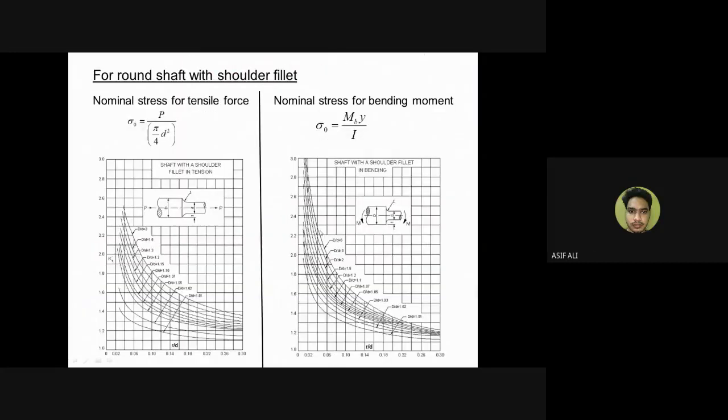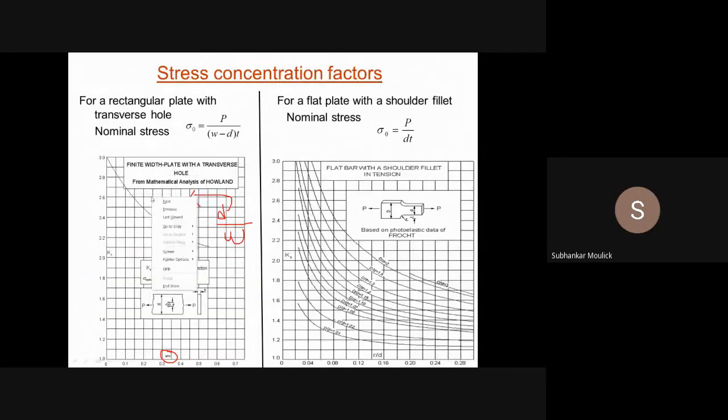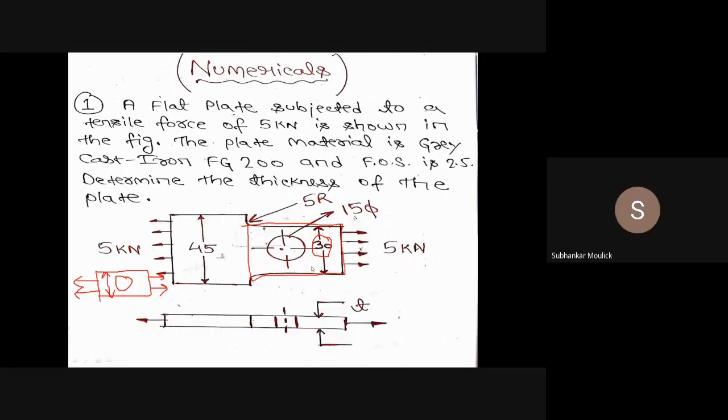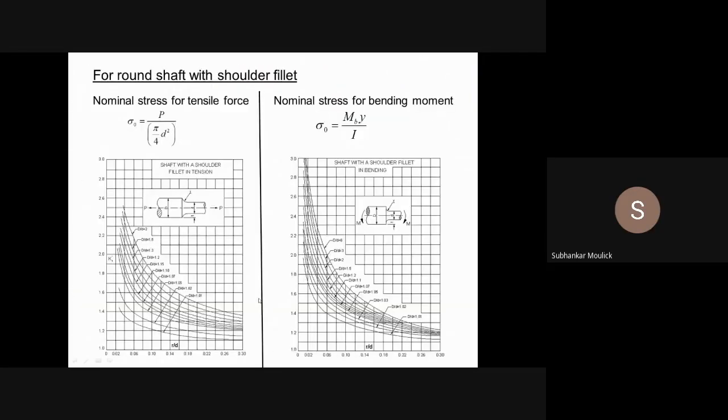And in my problem, D, the dia of the hole, is how much? Sir, 15 mm. So this D will be 15, and the value of W is how much? Value of W is 30, that is the width of the plate. Sir, 45. 30. Yes, width of the plate.